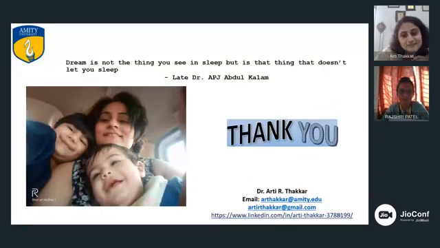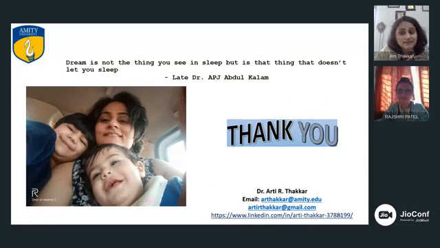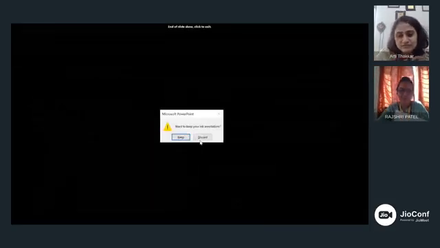And last slide, thank you. I would say I'm very inspired by the late APJ Abdul Kalam sir, who says that dream is not the thing you see in sleep, but the thing that doesn't let you sleep. And my two little bundles of joy always keep me on my toes, because I'm not only a researcher or an academician, but I'm a mother of two, so I have to balance that. So with that, thank you so very much, and I'd be happy to take any questions.